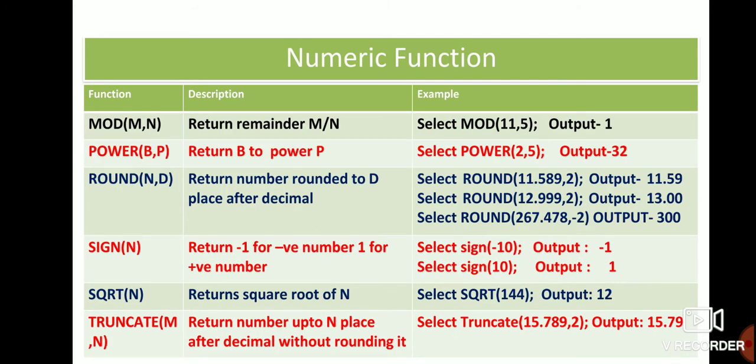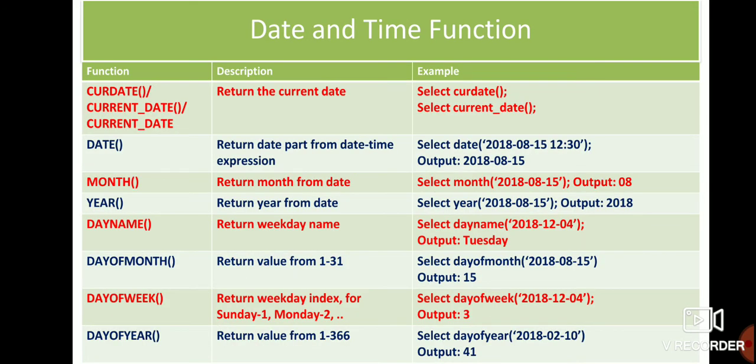See, the same output has been written over here, you can see. Now next is date and time function. There are various date and time functions, like CURRENT_DATE, okay. It returns the current date. In these three formats we can write, it will return the current date only.